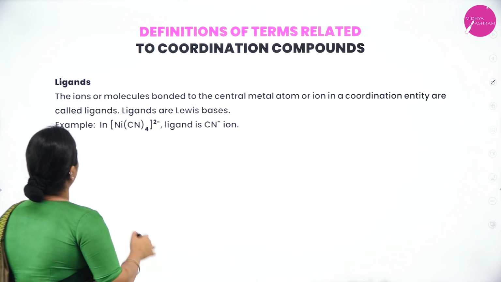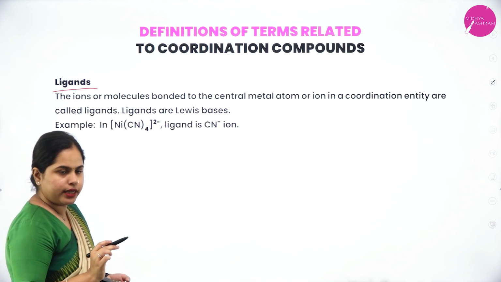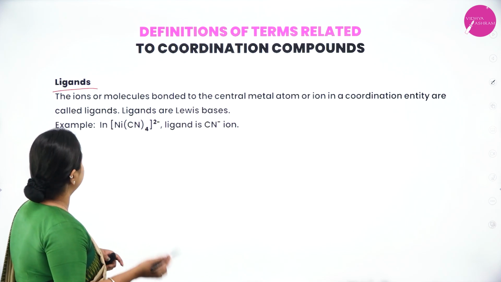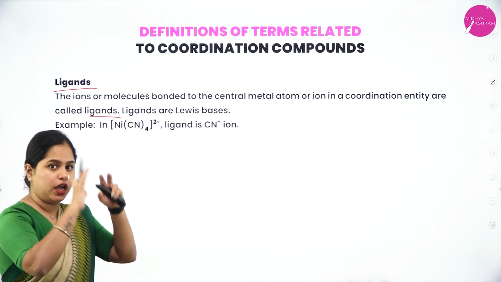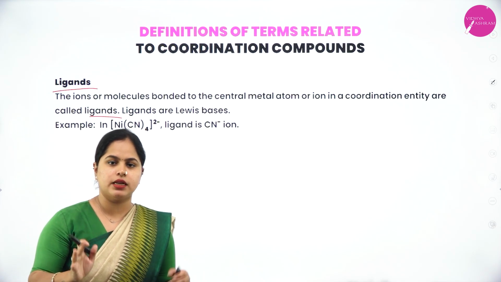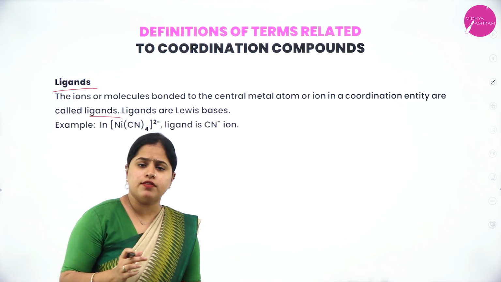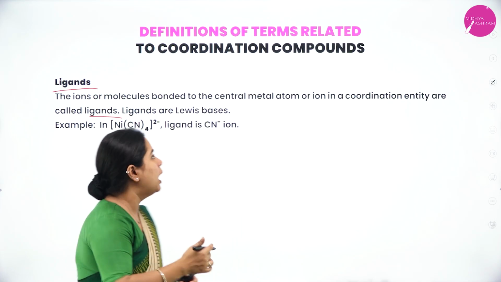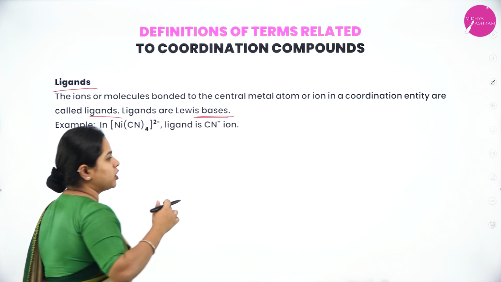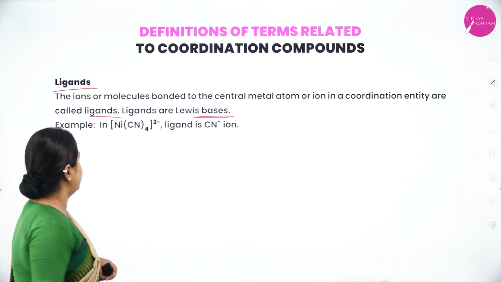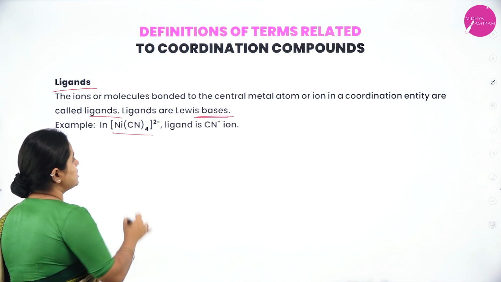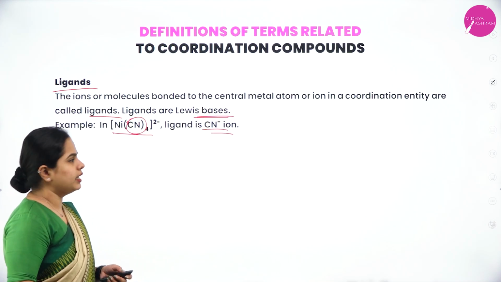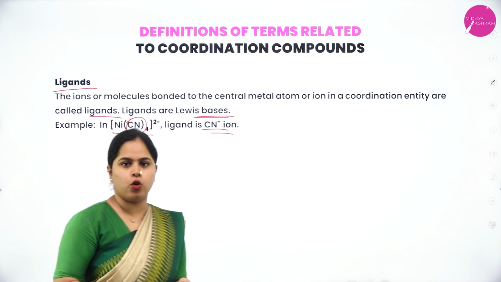Now, moving on to ligands. We already know what ligands are, right? The ions or molecules bonded to the central metal atom in a coordination entity are called ligands. Whichever ions or molecules are surrounding the central metal atom are called ligands. We have already discussed that ligands are ready to donate electrons. So ligands will be Lewis bases, right? Why are they Lewis bases? Because they are ready to donate electrons, right? So in [Ni(CN)4]2-, the CN minus ion will be the ligand. Yes, there are 4 ligands present. I hope it is clear.